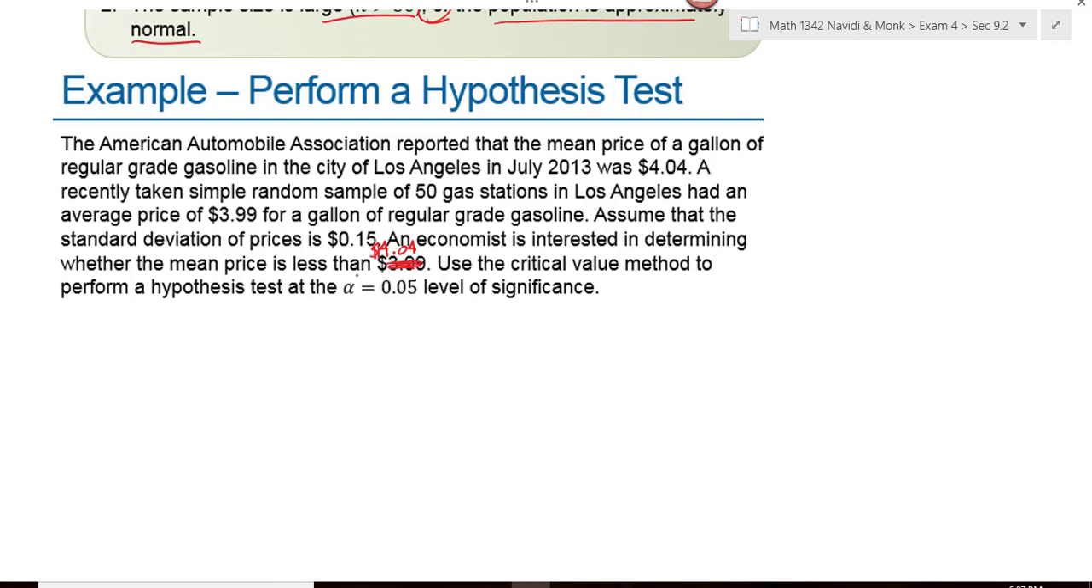The American Automobile Association reported that the mean price of a gallon of regular grade gasoline in the city of Los Angeles in July 2013 was $4.04.